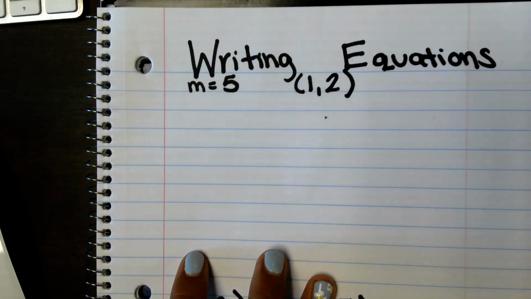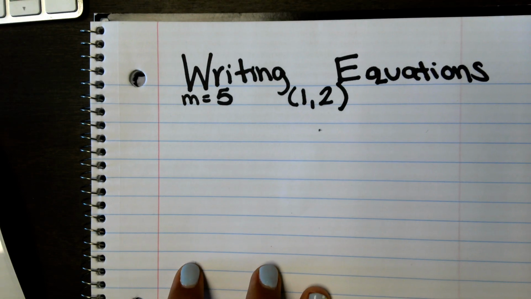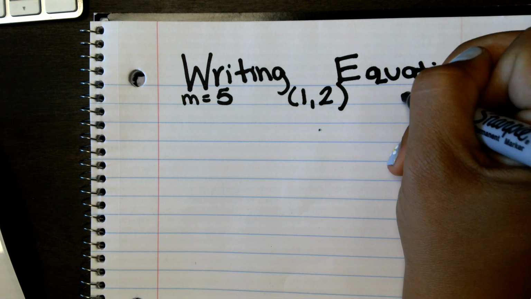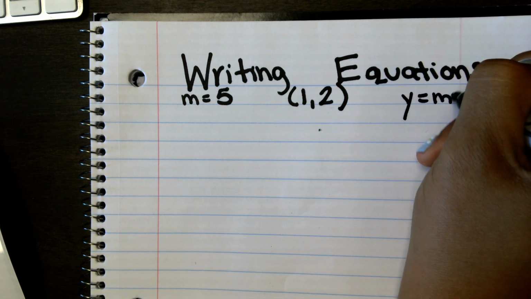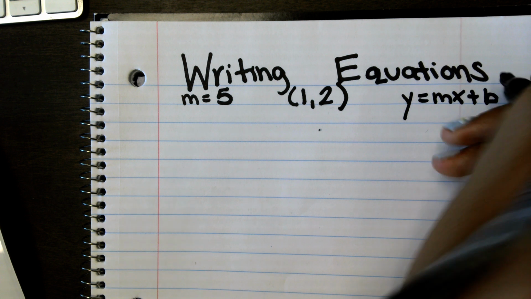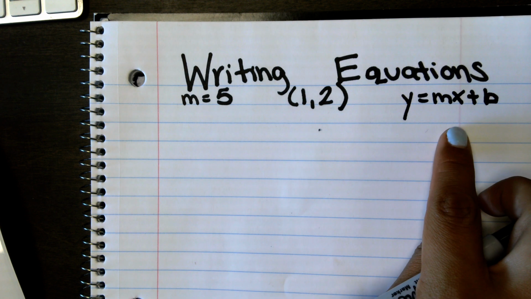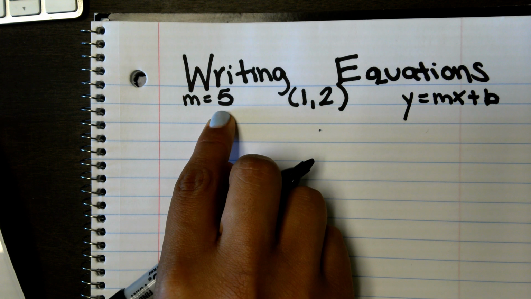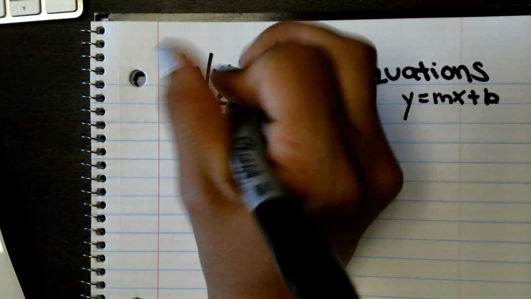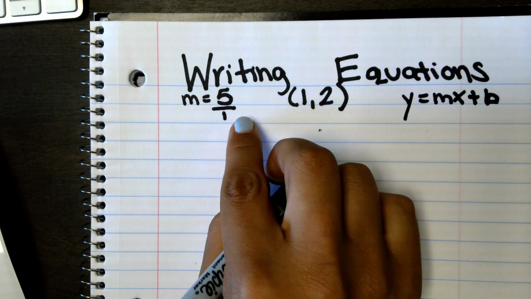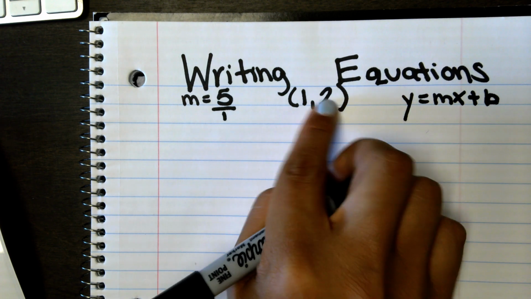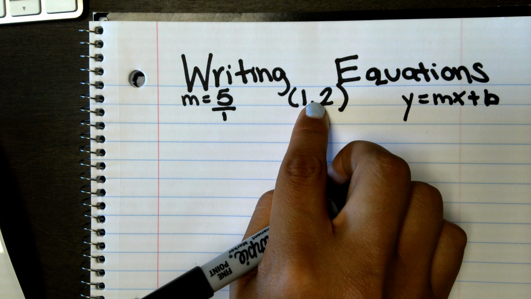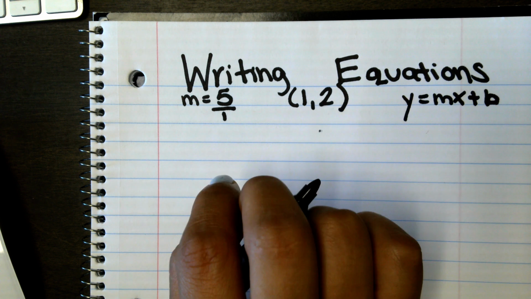Okay, writing equations. So sometimes you're given certain little pieces of information and asked to write the equation for that line in slope-intercept form. So what they're saying here is there's a line and it has a slope of 5, or rise over run, 5 over 1. And this point, (1, 2), if you were to graph it, it would be on that line. Okay, so here's how we do this.